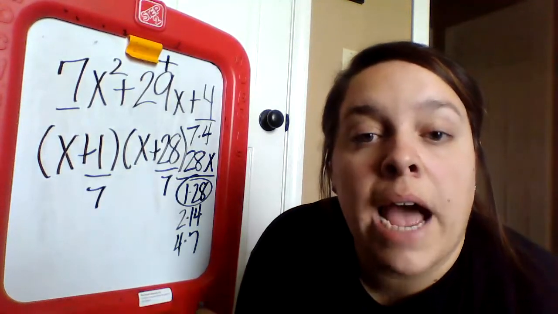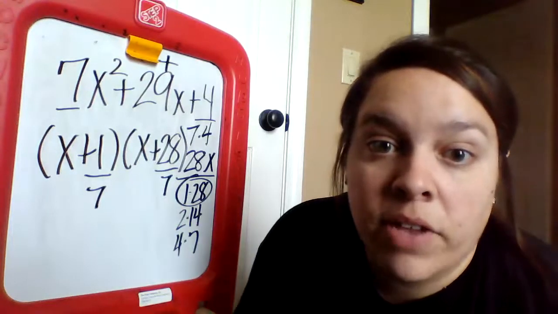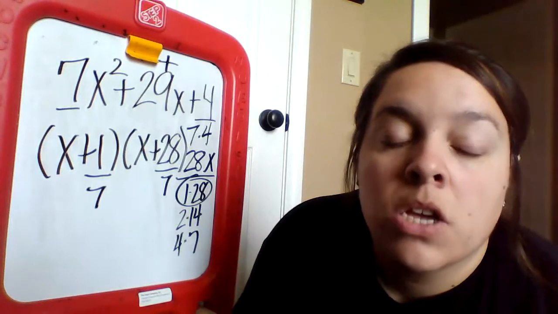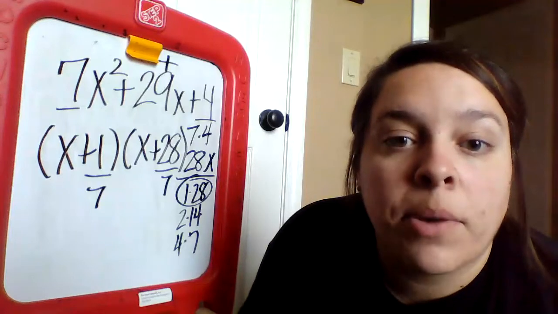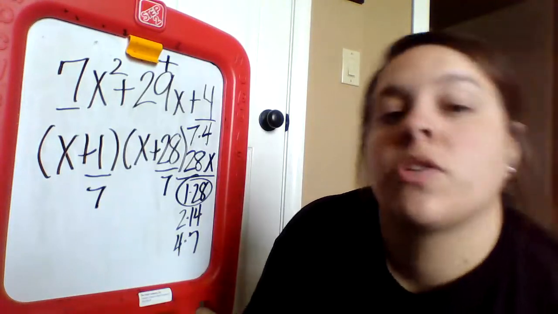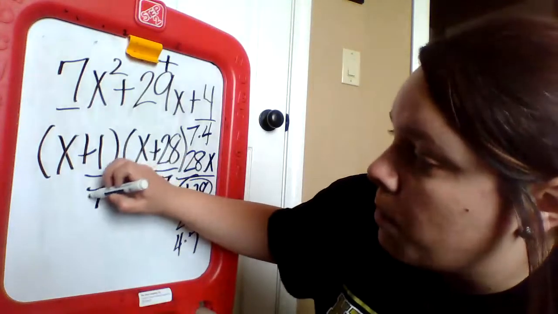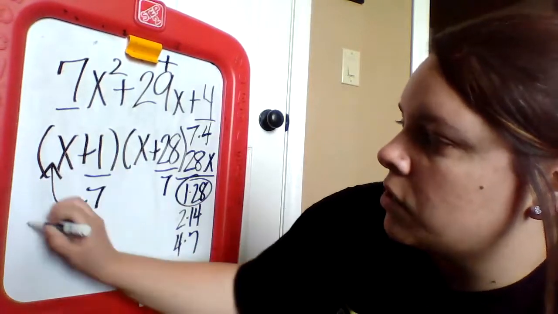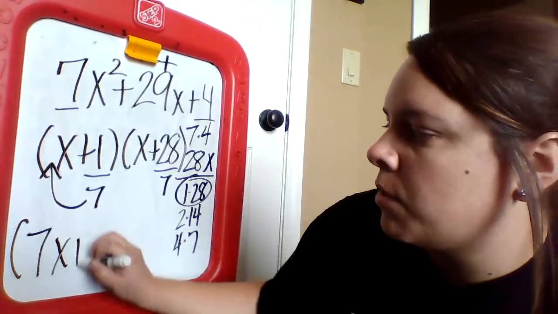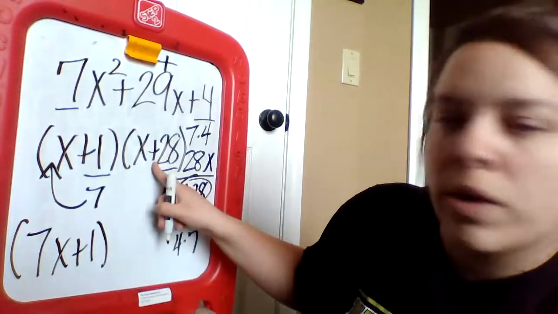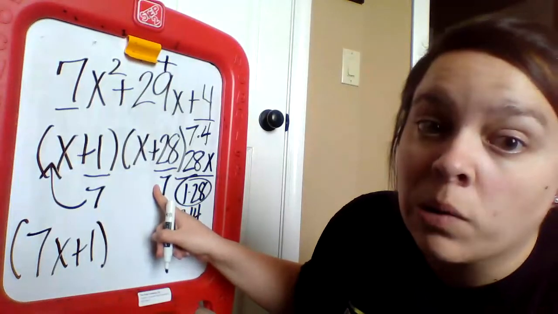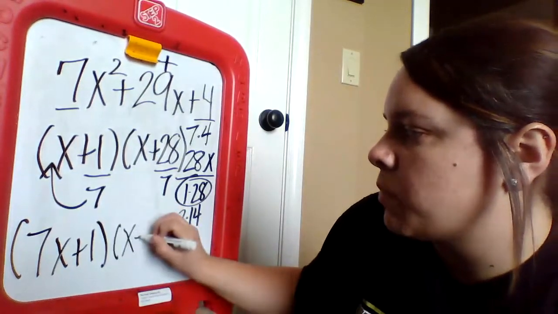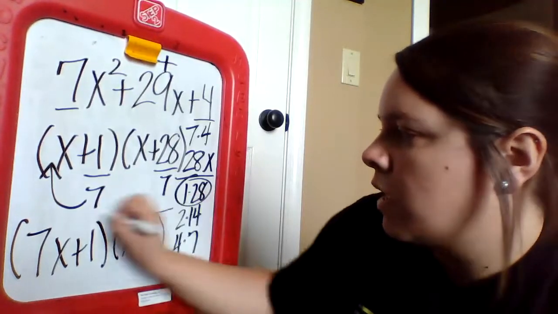Okay. Now, 1 divided by 7, that's not a whole number. So if it's not a whole number, then I'm going to move the bottom up. So that's why it's called bottoms up. So bottoms up. So it'll be 7x plus 1. And 28 divided by 7, that's a whole number. That's 4. So that's x plus 4. And I'm done.